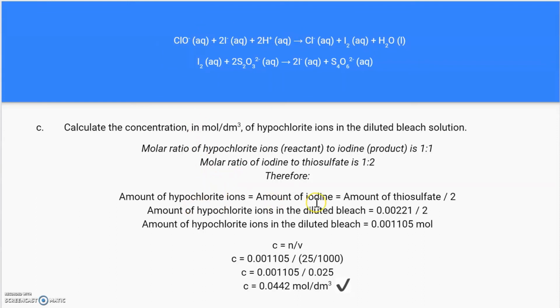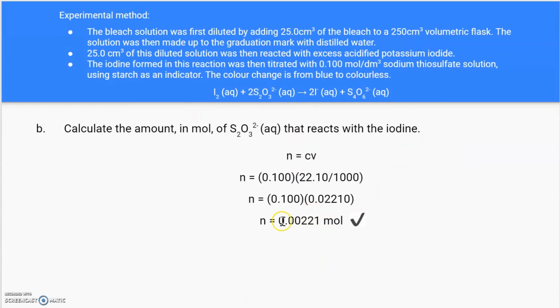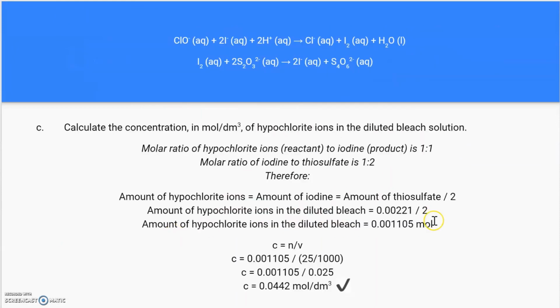So let's just go ahead and do that. We know that the amount of the hypochlorite ions is going to be equal to the amount of iodine, which is also equal to the amount of thiosulfate divided by 2. All of this we obtained from the molar relationship, so we just need to take that 0.00221 moles divided by 2, and that will give us the amount of hypochlorite ions in the diluted bleach solution.